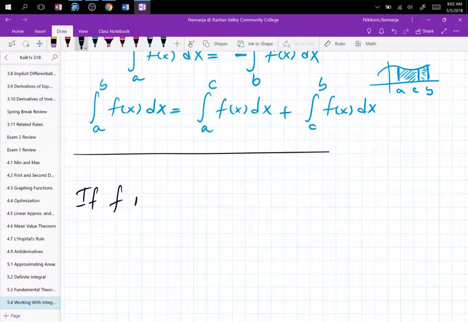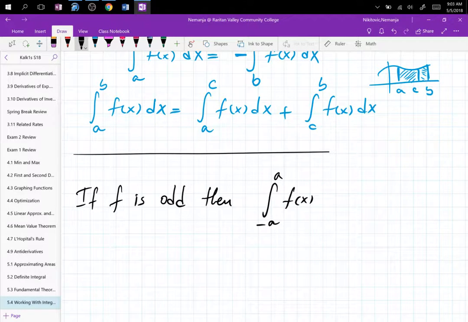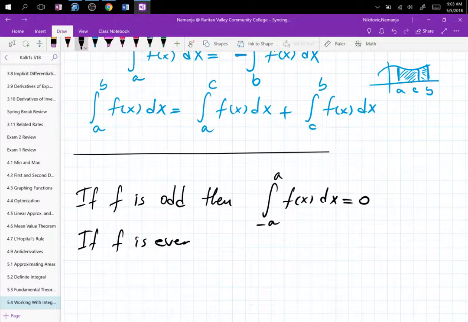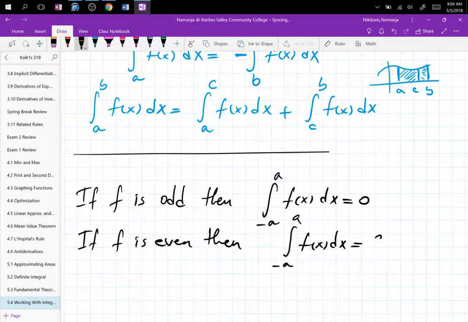If the function is odd, then the integral from negative a to a of f of x dx is equal to 0. And if the function is even, then the integral from negative a to a of f of x dx is 2 times the integral from 0 to a of f of x dx.